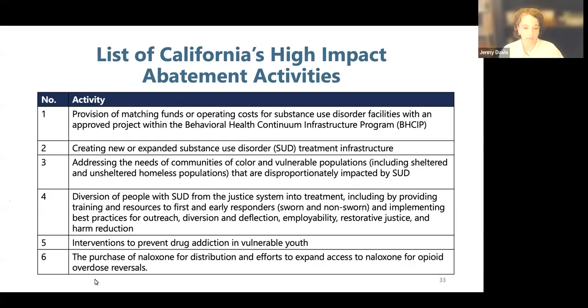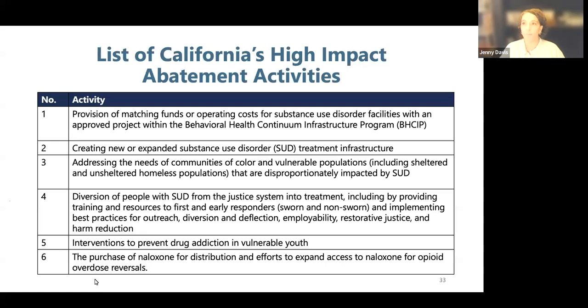There are 6. DHCS does have the ability to add to this list. We cannot remove from this list, but we can add to it. And that is exactly why we have number 6 right here, which is the purchase of naloxone for distribution and efforts to expand access to naloxone for opioid overdose reversals. I think we did this in our first year of managing these funds. We put it out for stakeholder feedback, and we overwhelmingly got a positive response saying, yes, we would like to add that to the list of high impact abatement activities.